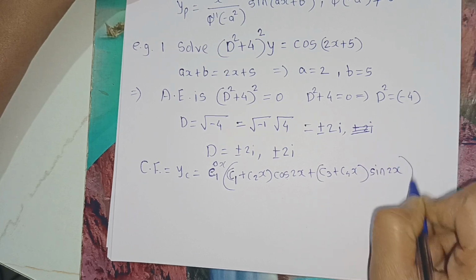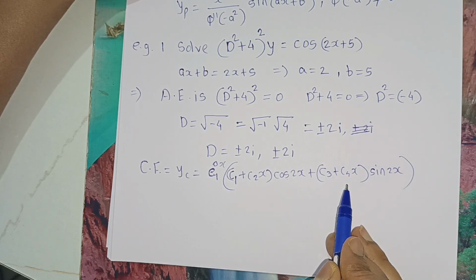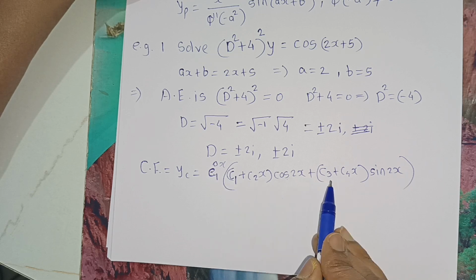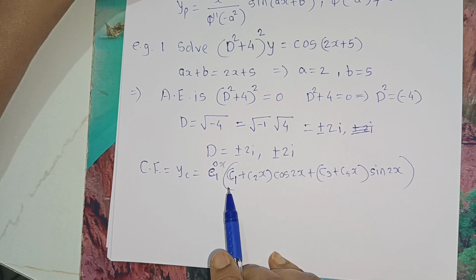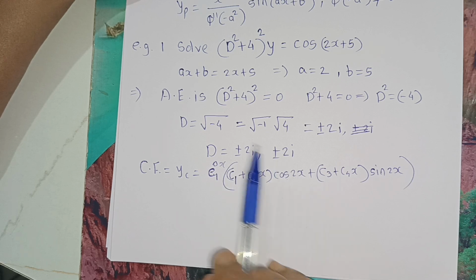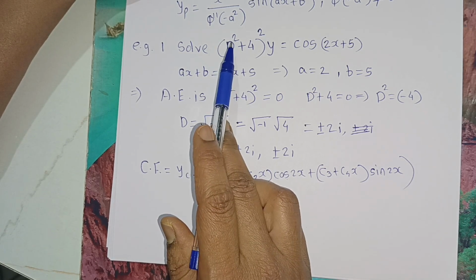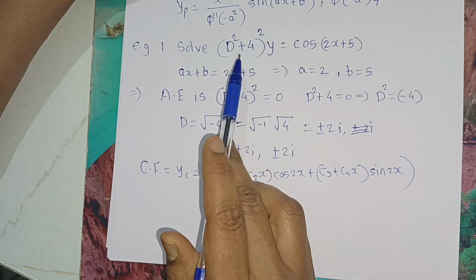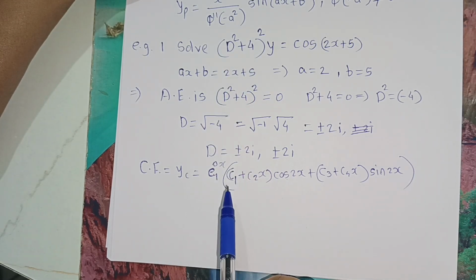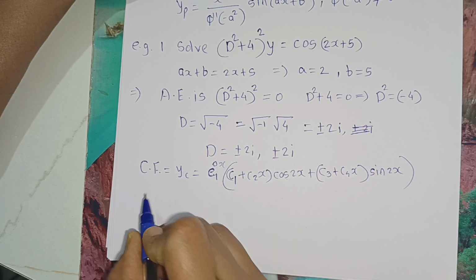Now count the arbitrary constants in your CF. The number of arbitrary constants must be equal to the order of the differential equation. So you have 4 arbitrary constants here, and the order of the differential equation is (D square plus 4) square, that means a 4th order differential equation. So your answer is correct. So CF is equal to this.